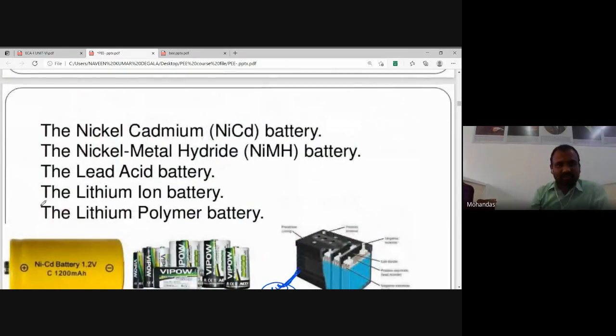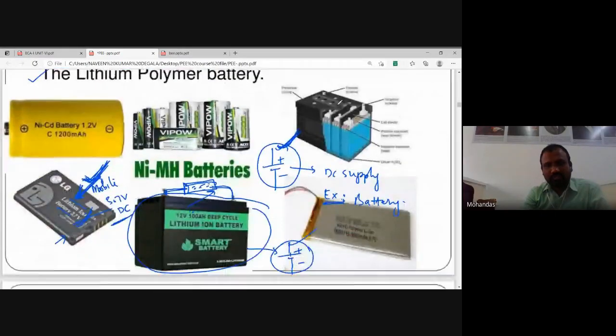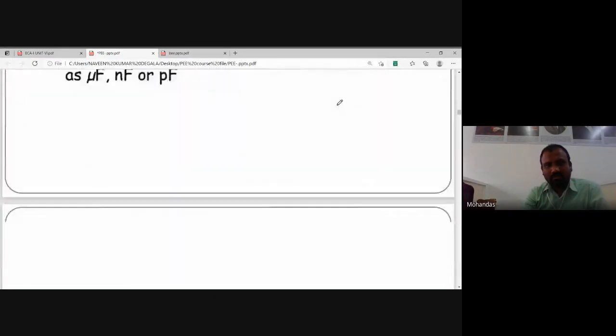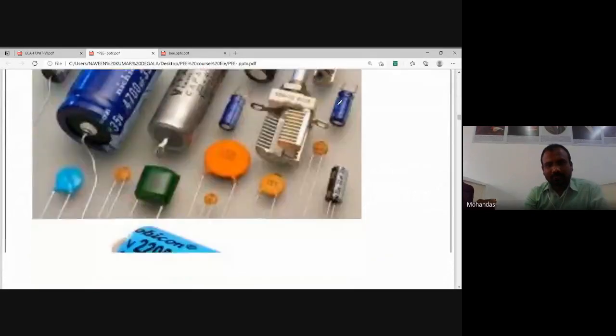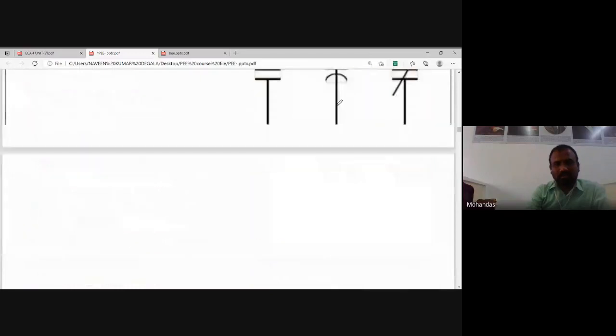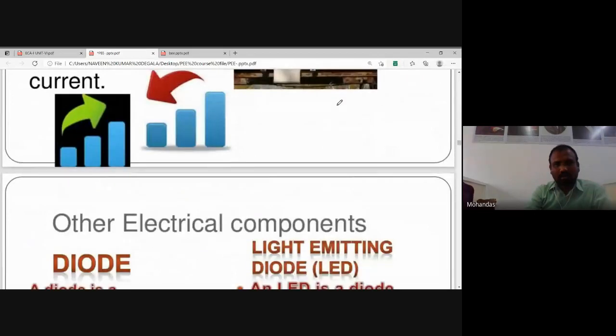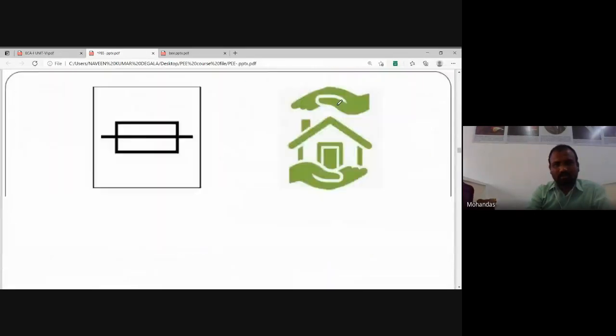So these are the types of batteries: lithium polymer battery, lithium ion battery, which is used in mobiles, lead acid battery, nickel metal hydride battery, and nickel cadmium batteries. For different applications, based on different ratings, you can use these batteries. I will come to capacitors and those things later. Once you finish the definitions of current, voltage, and power, you can easily understand the remaining things.